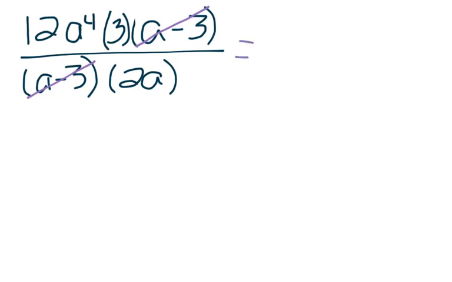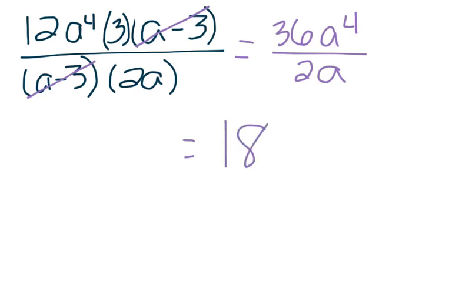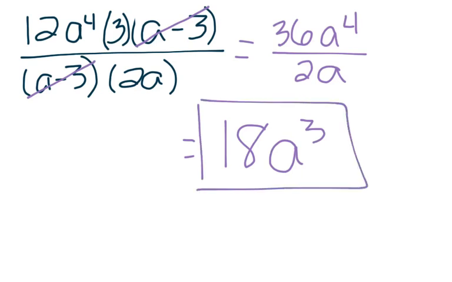So I have 12 times 3, which is going to give me 36a to the 4th, and 2a on the bottom. I can simplify 36 over 2 to get 18, and a to the 4th divided by a is a cubed, giving me my final answer of 18a cubed.